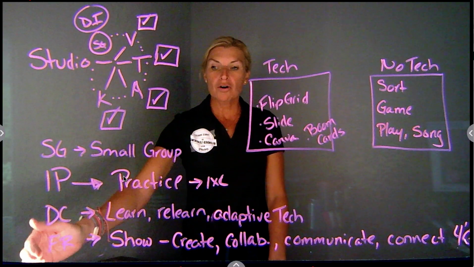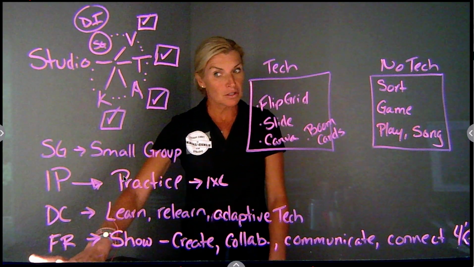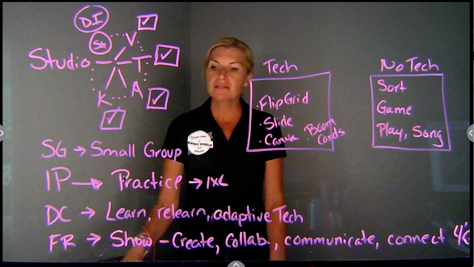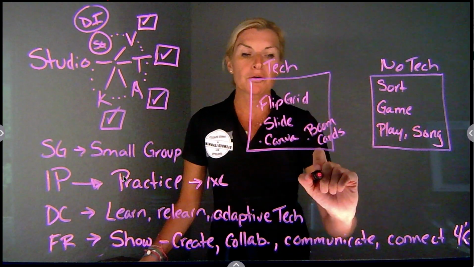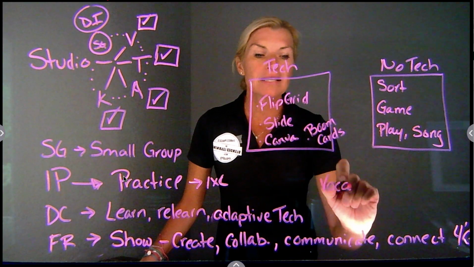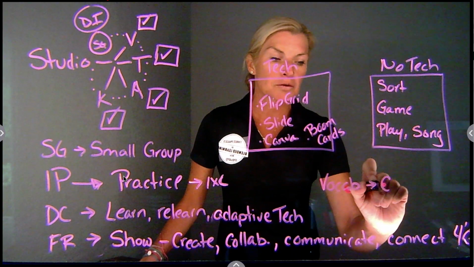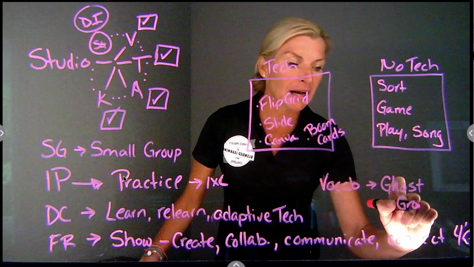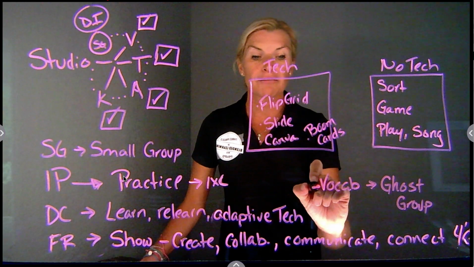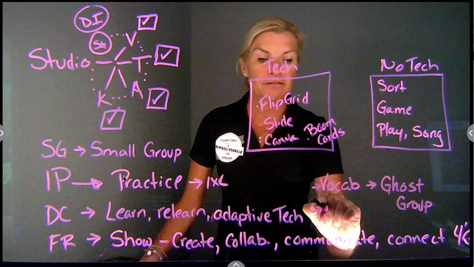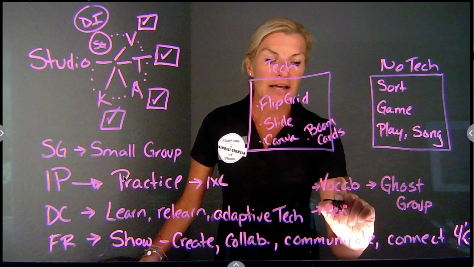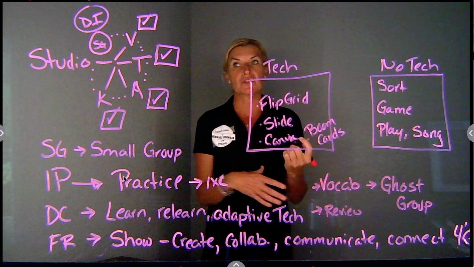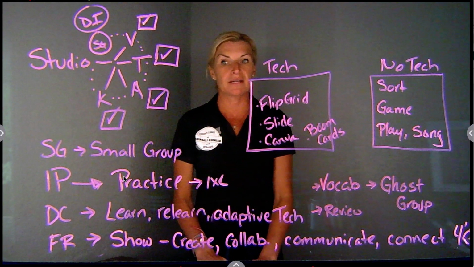These are our small group studios. So these are our studios that we actually deploy in that blended learning process. Another one that we tend to also add in would be a vocab studio. And that is if you want to do what's called a ghost group. Or some of our math teachers really like, instead of doing a vocab, they might do a review studio. And the review studio is just an extra place where that's a spiral review. So they might add in that one extra piece.